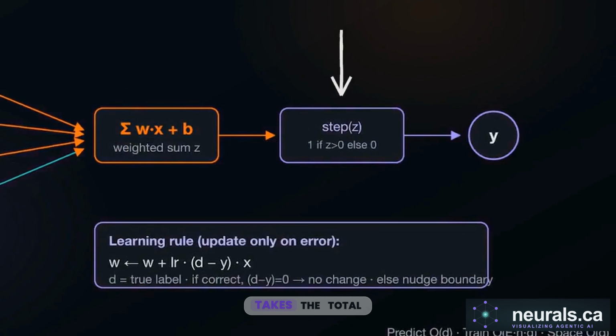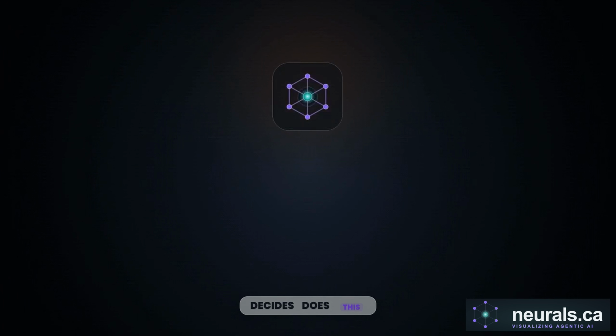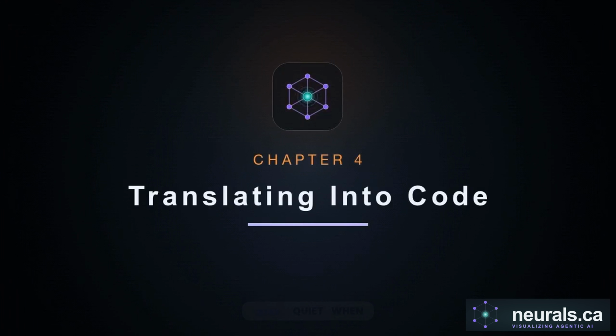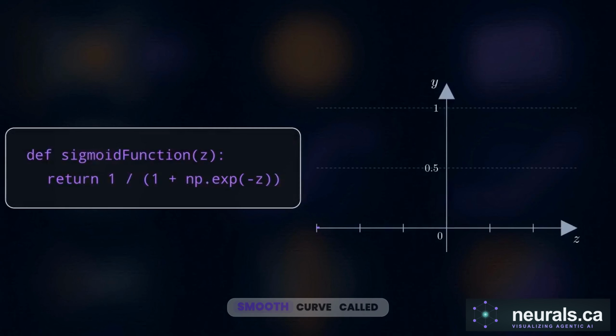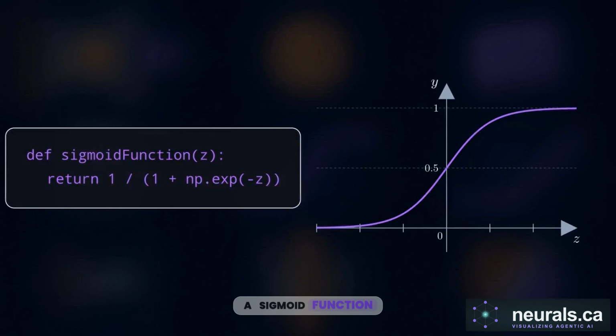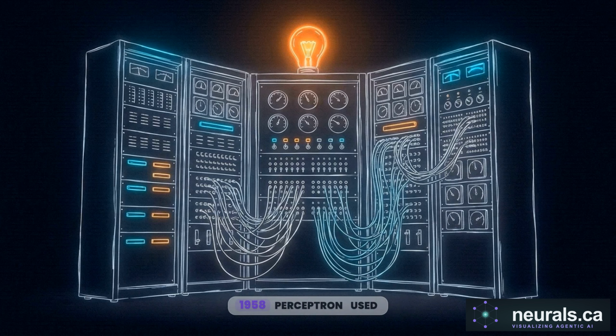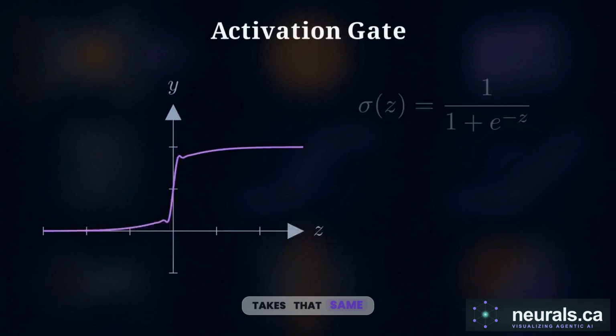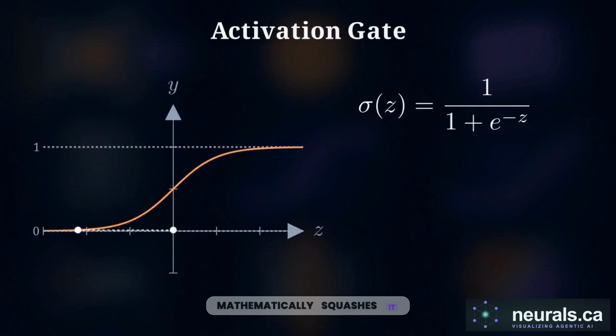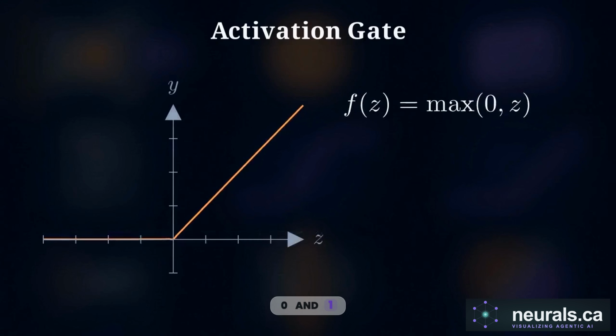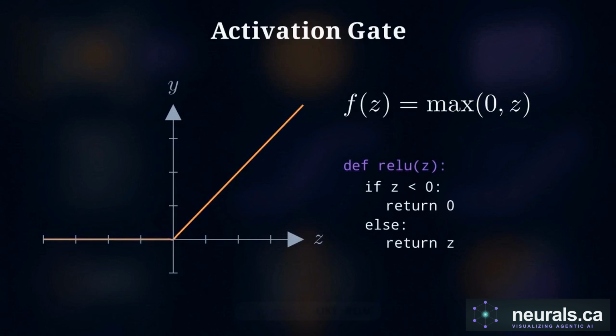It takes the total weighted sum and decides, does this neuron fire or stay quiet? When we translate this into Python, we often use a smooth curve called a sigmoid function. Frank Rosenblatt's original 1958 perceptron used a hard binary step. It either fired a 1 or a 0. The sigmoid function takes that same input, z, and mathematically squashes it down into a softer decimal value, somewhere perfectly between 0 and 1. Or we can swap that out for a modern standard like ReLU.